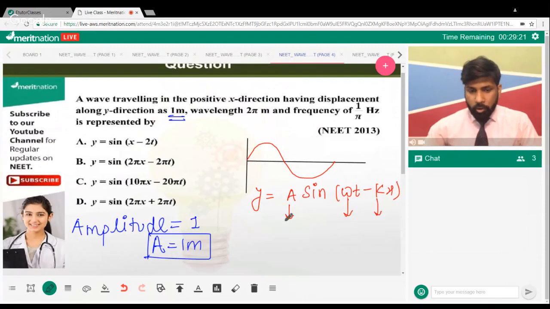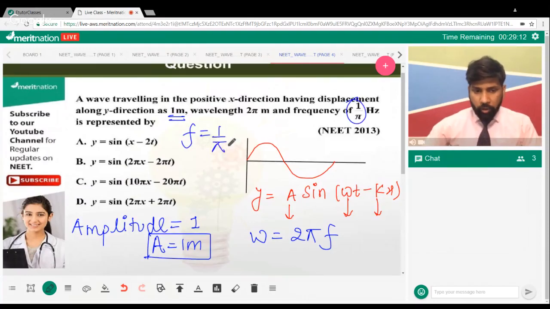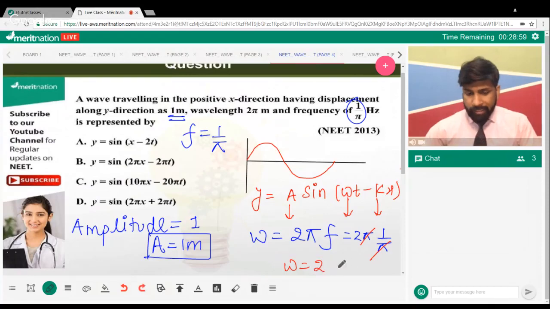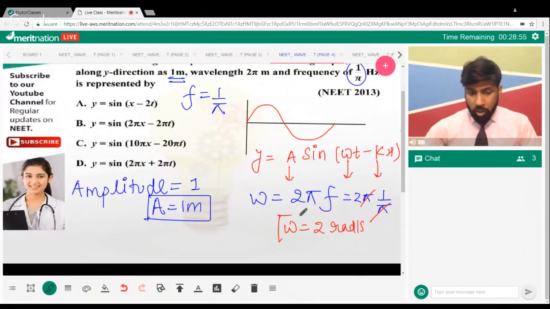Now let's talk about omega. You know omega is 2 pi f. In this question the frequency is already given, 1 by pi hertz. So now this is 2 pi and the frequency is 1 by pi. Now we can cancel, so what we are getting here, students, is omega equals 2, or I can say 2 radian per second. This is omega, so we got the value of omega.